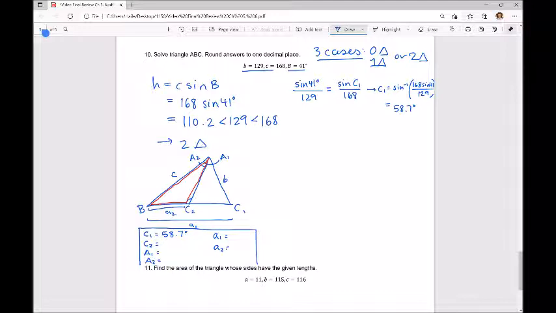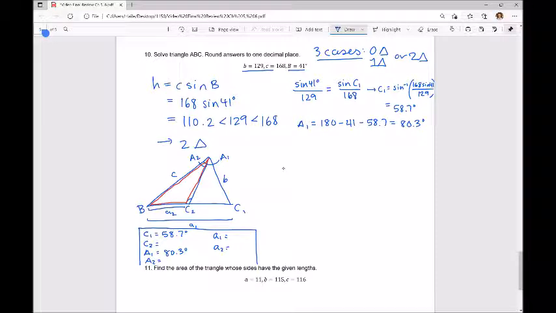Okay, so we found C1. So now all the other angles actually come a lot easier. For the big blue triangle, we already know angle B and we know angle C1. So to get angle A1, we can just do 180 minus B, which is 41, minus C1, which is 58.7. Doing that subtraction in the calculator, we should get A1 is 80.3. Okay, so angle A1 is 80.3 degrees.